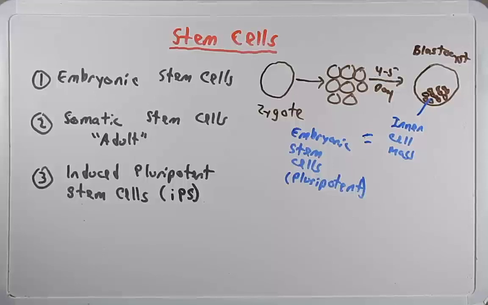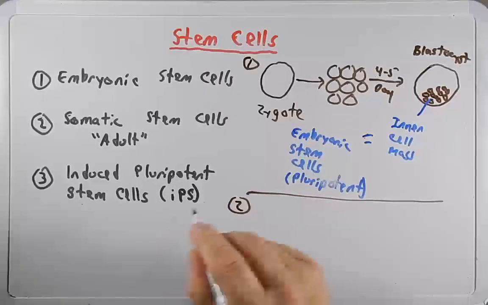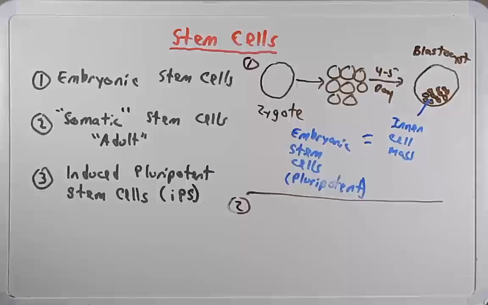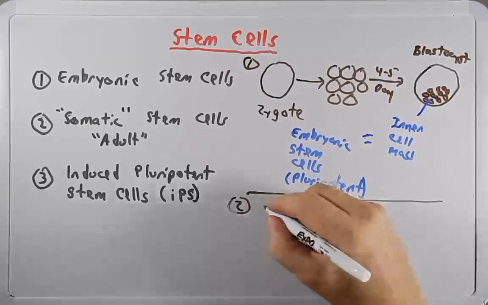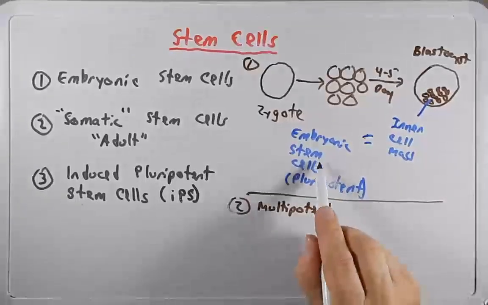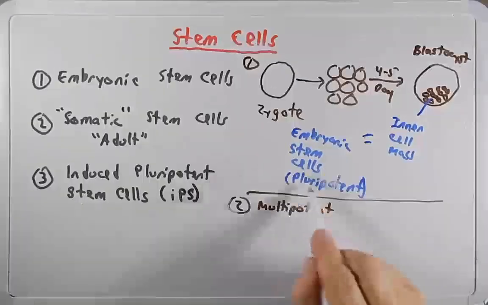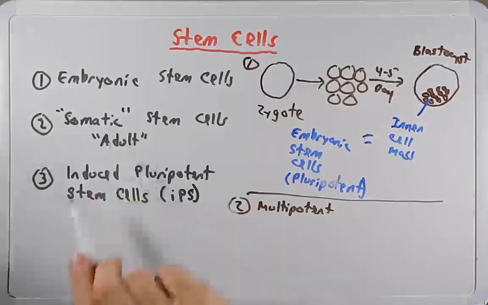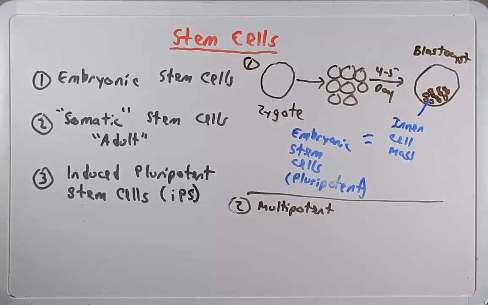All right, let's talk about adult stem cells, or what I prefer, somatic stem cells. Somatic stem cells are something we would call multipotent. They don't have the same potential as an embryonic stem cell. They can't become any body cell. But a multipotent stem cell, that is the somatic stem cell, has the ability to become certain types of cells.